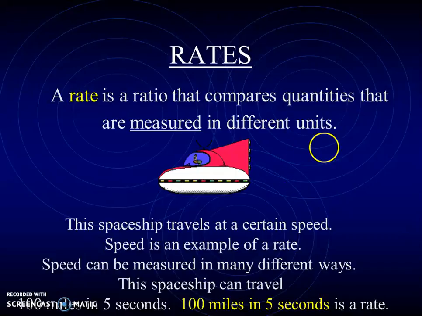This spaceship travels at a certain speed. Speed is an example of a rate because speed is miles per hour. Speed can be measured in different ways. This one travels 100 miles in 5 seconds, so this one is miles per second. We're accustomed to miles per hour because that's how we gauge our cars and our vehicles. So 100 miles in 5 seconds is a rate.